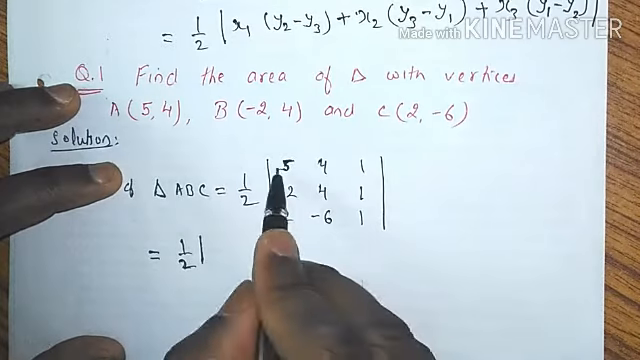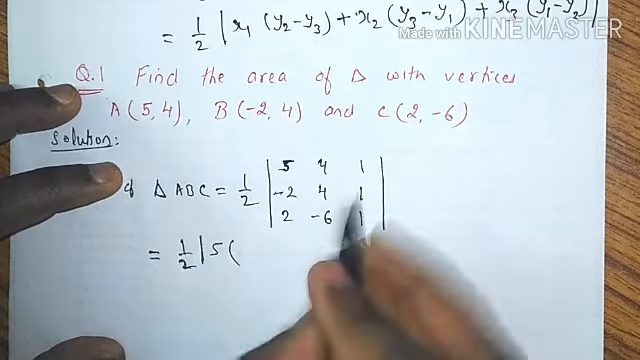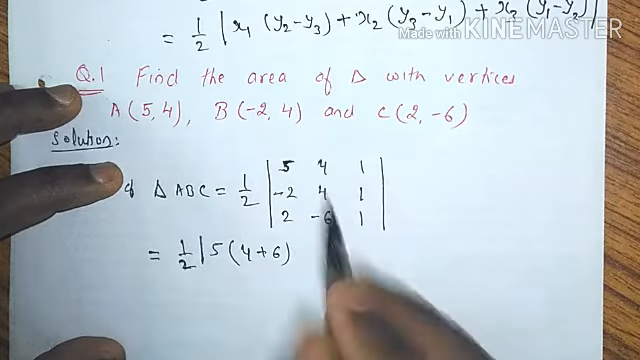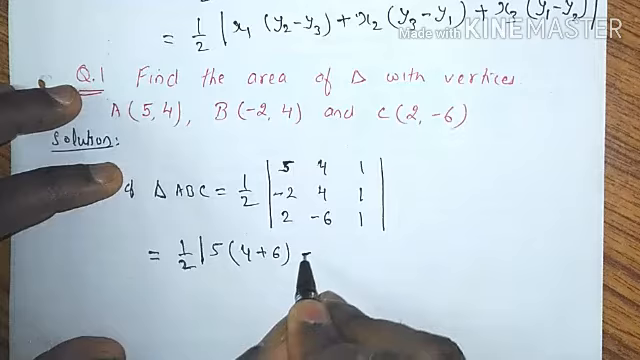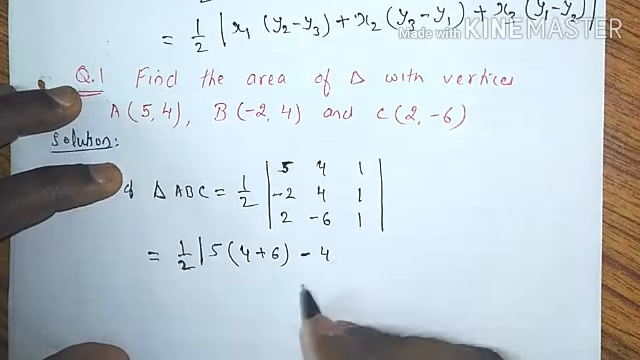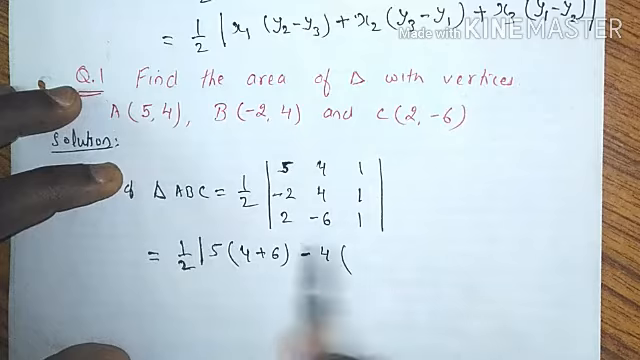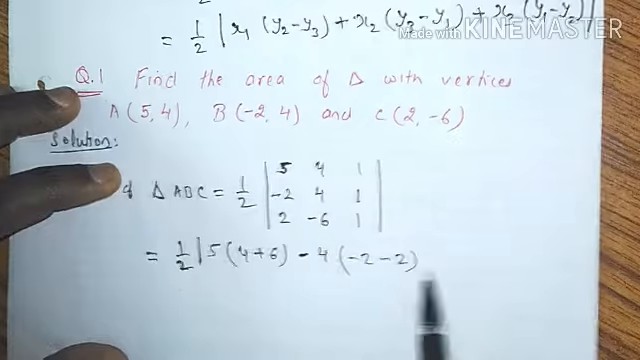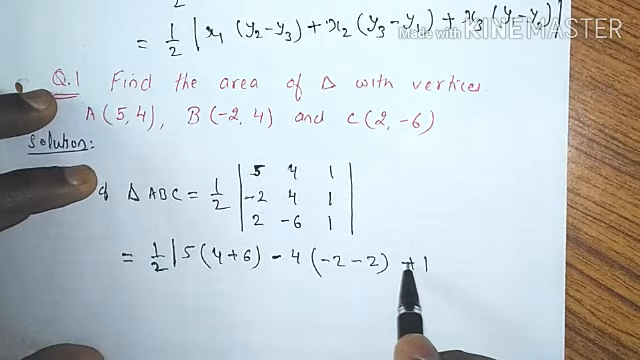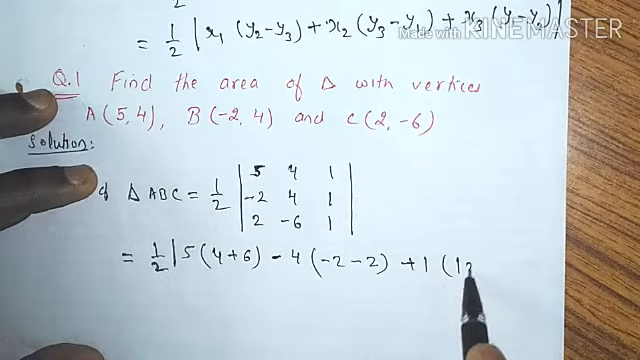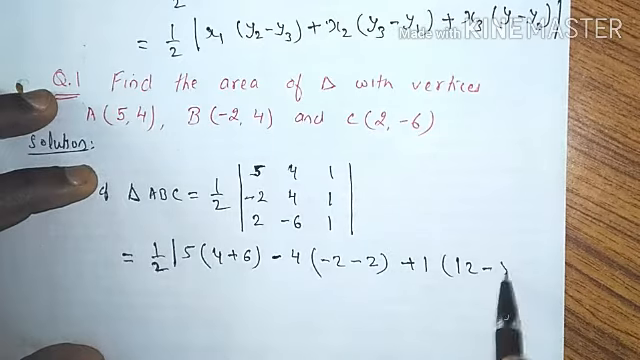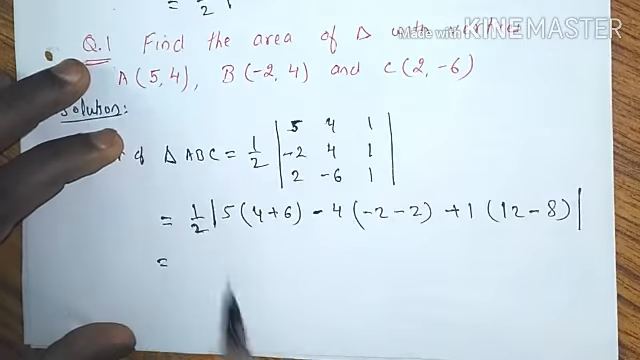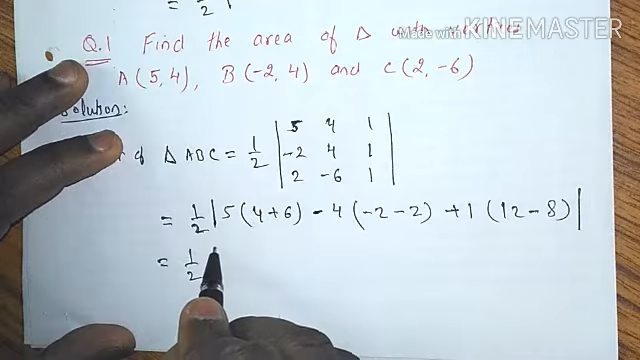So expanding it along, suppose, the first row: 5 into 4 minus of minus 6 becomes plus 6. Then the second element is 4, so we'll write minus 4 because of the odd position, deleting this particular row and column. So minus 2 and then again minus 2, and then plus 1 into 12 minus 8. Right, you all know how to expand the determinant. So let us now find half.